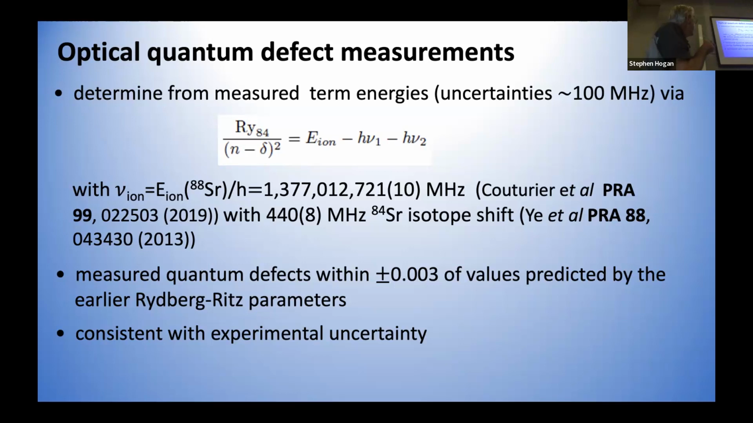Now, for the ionization energy, we based it on the most recent value of the ionization energy for 88 strontium, given by Couturier et al. And obviously, we then have to apply the isotope shift. Now, when we did this, we got quantum defects which were within about plus or minus 0.003 of the values that were predicted by the earlier Rydberg parameters determined by Vaillant et al. And in fact, they were consistent with our uncertainties in our optical measurements.